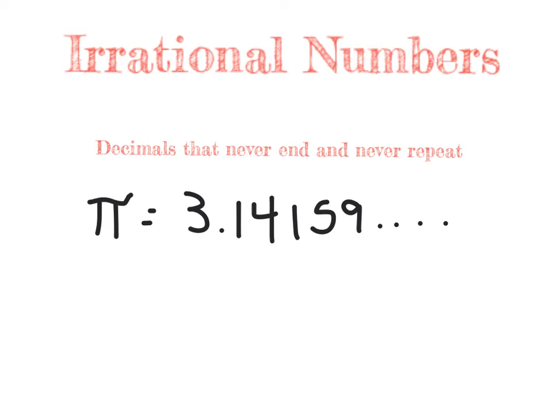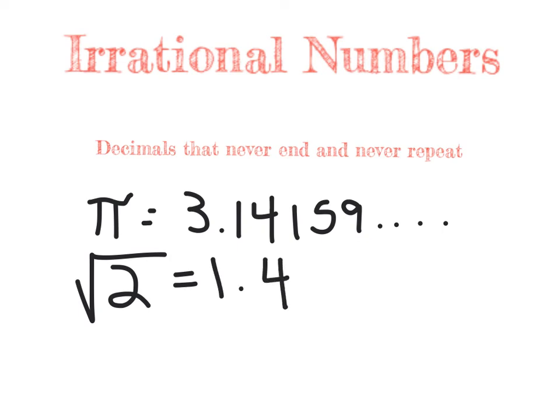Other kinds of numbers that fall in this category, a lot of times square roots will be irrational because their decimals will never end and never repeat. For instance, the square root of 2, 1.414213556. You get the idea. It just keeps going and never repeats any of the numbers.